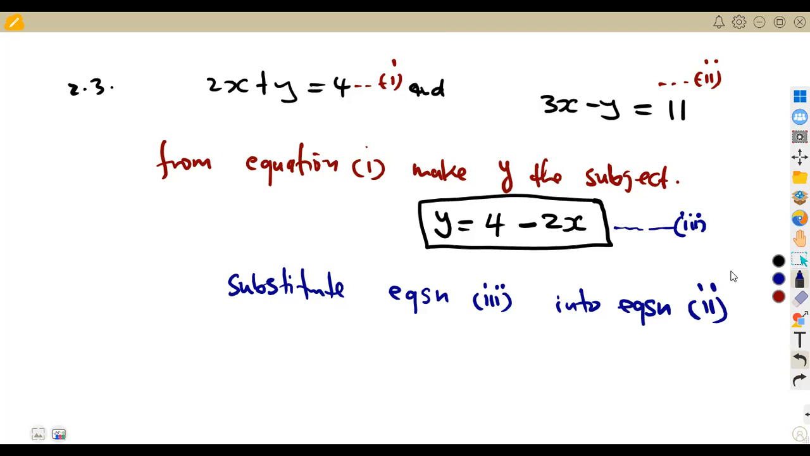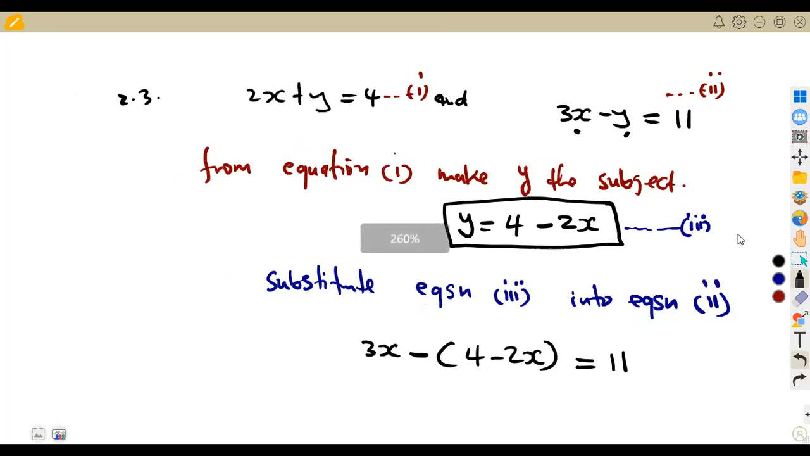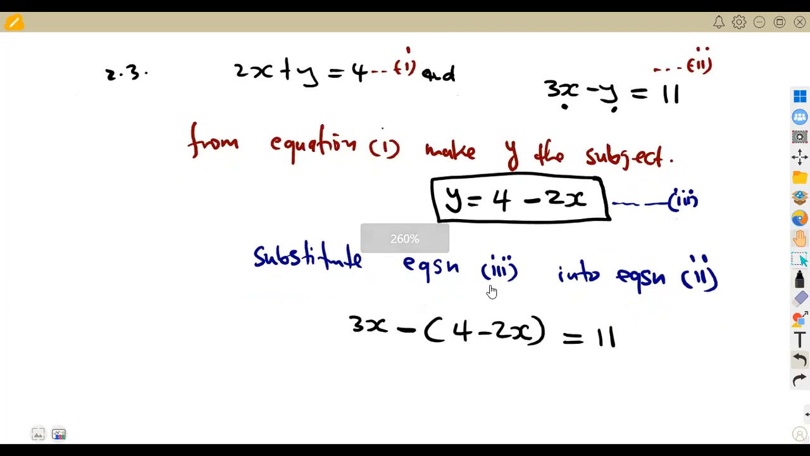So in place of y, I'm going to substitute 4 minus 2x. This is going to be 3x minus, in place of y, which is 4 minus 2x, so minus (4 minus 2x) like this, which is equal to 11. So guys, that's it. I now have an equation which is only in terms of x.